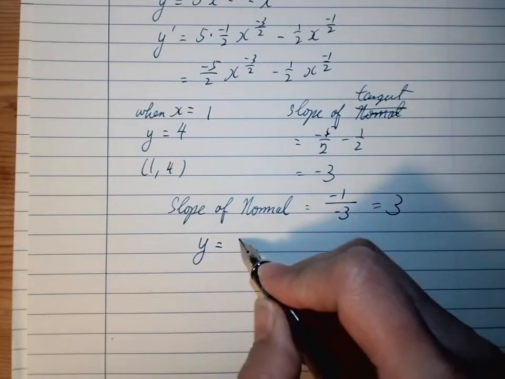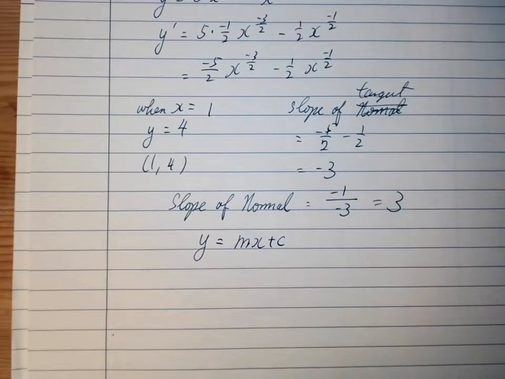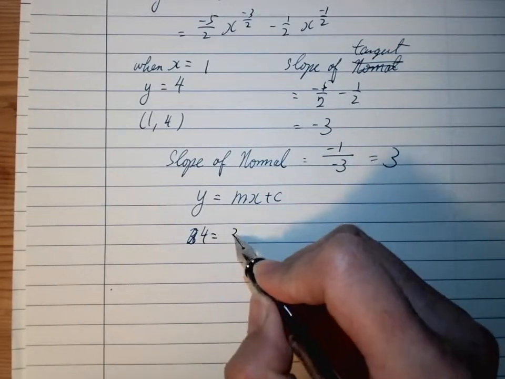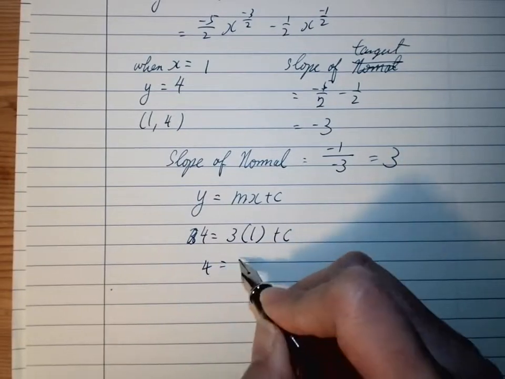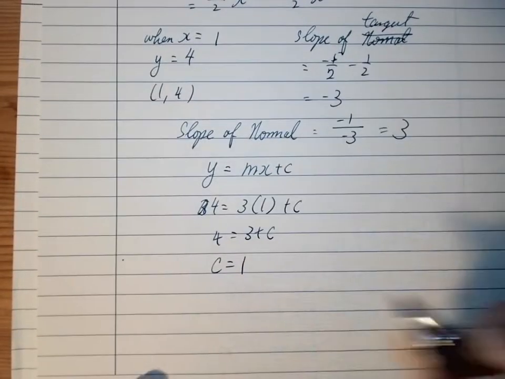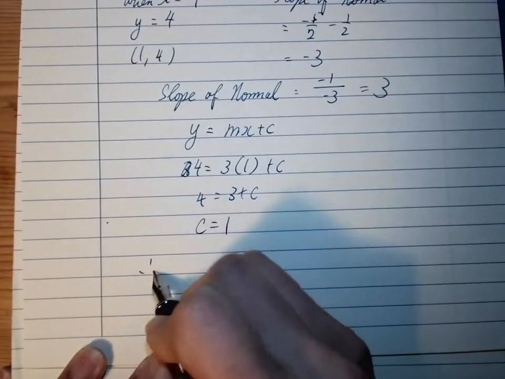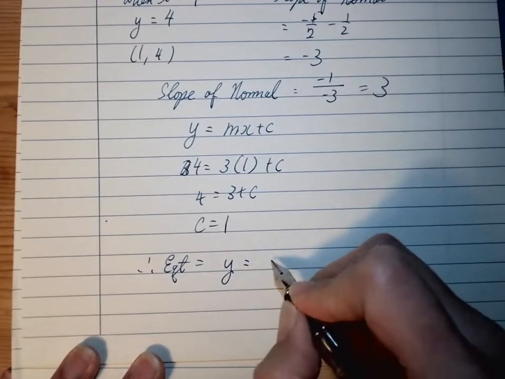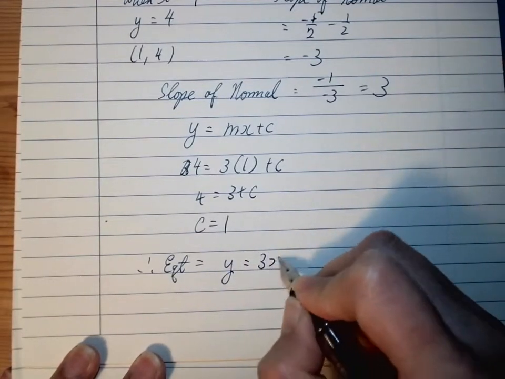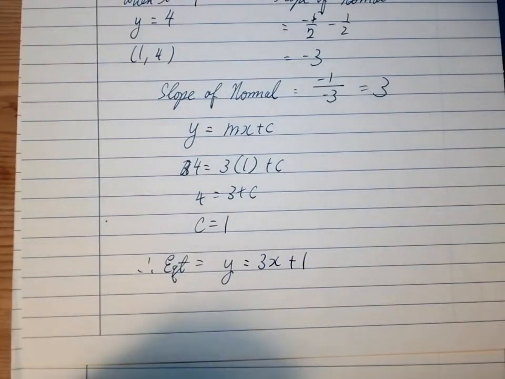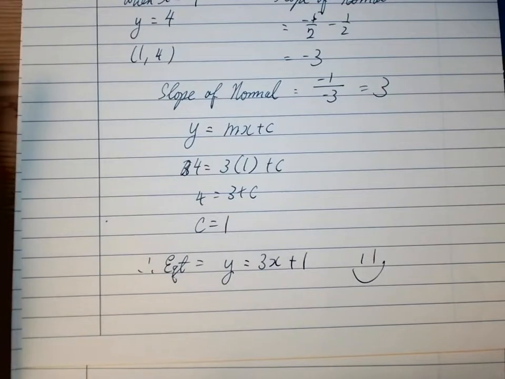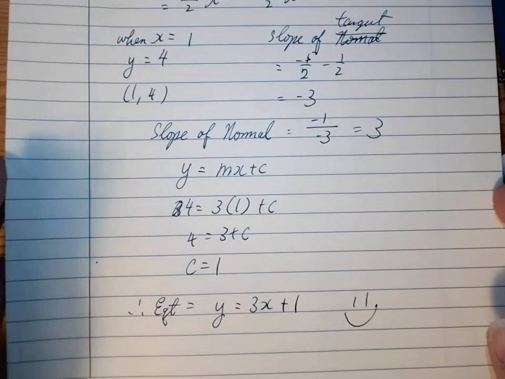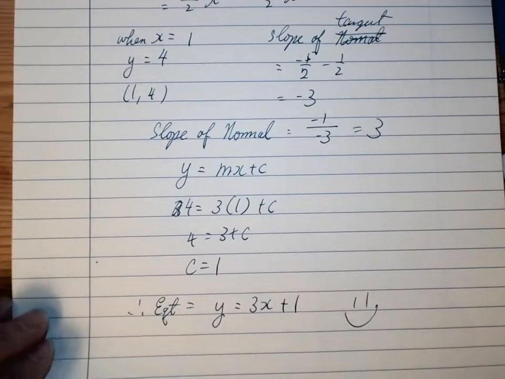So for y equals mx plus c, you can skip this line in your exam. So we have 4 equals 3 times 1 plus c. So 4 equals 3 plus c, c equals 1. And now we have our equation: y equals 3x plus 1. This is our equation of normal. So remember the few steps. Differentiate it, substitute the x point to find the slope and the point, and you can use y equals mx plus c to find the equation.